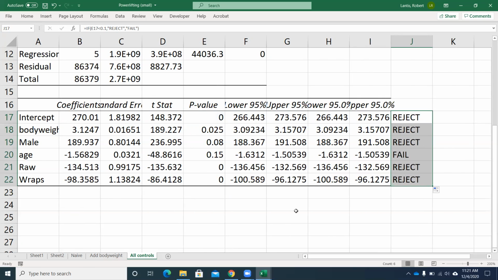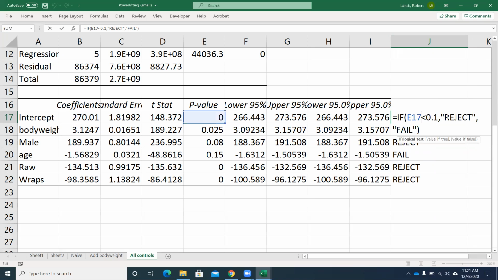Now we can see we would only be rejecting if the p-value is less than alpha. We used an alpha of 0.1. And the only one that's not less than 0.1 is on age. So sure enough, it put that we failed to reject there. Or we can say, were these variables significant at the 10% level? If we can reject, we say they are significant. If we fail to reject, we say they're not significant.